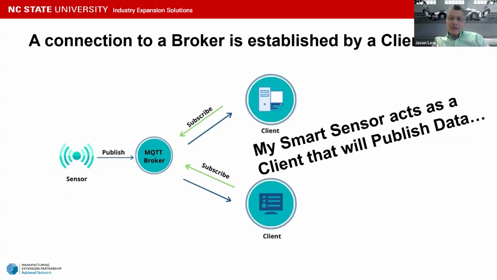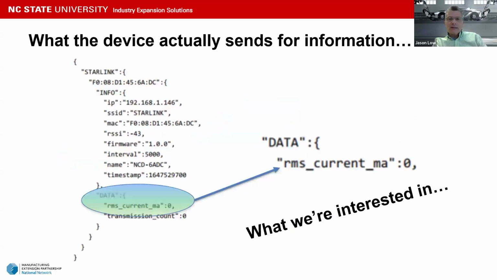So just to revisit how this information flows, I go from my sensor, I go to a broker, and then my broker is servicing clients. So I'm publishing to a broker and I'm subscribing to a broker. In this case, my device that I showed you earlier streams out information. And the stream of information is exactly what you see right here.